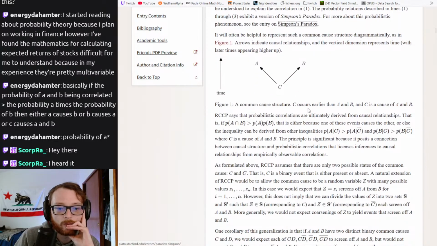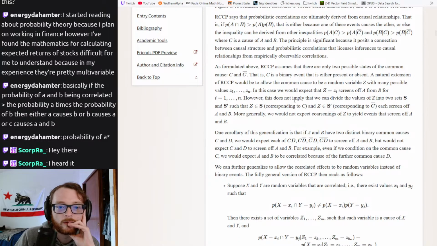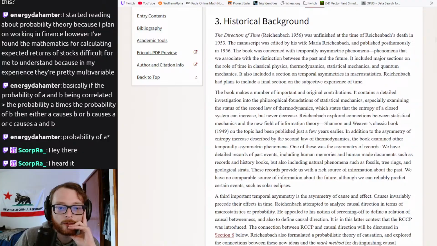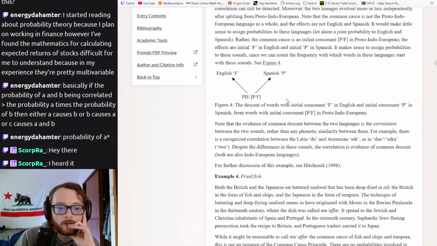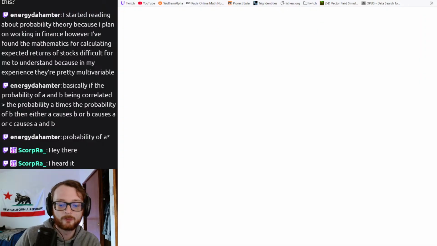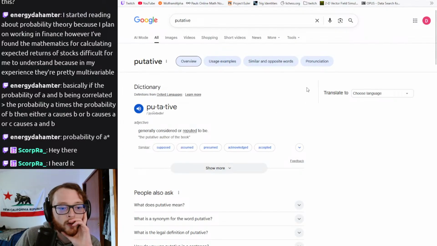Okay, maybe that's a little bit more of a rabbit hole than I should go down. I personally don't see the issue so far. So maybe we should skip down to the section that talks about that. What does the word putative mean? Putative. Considered or reputed. Okay.